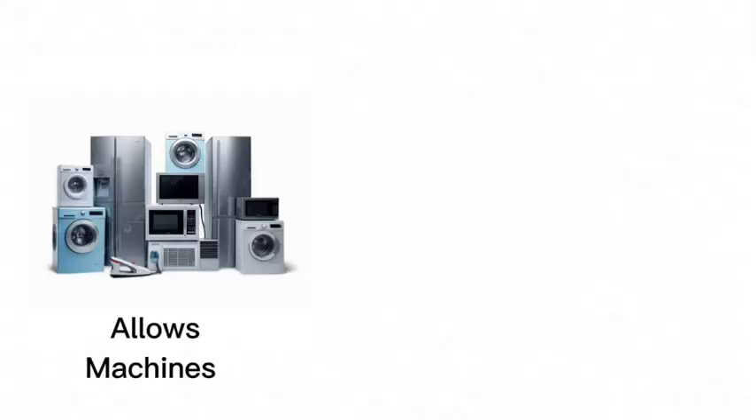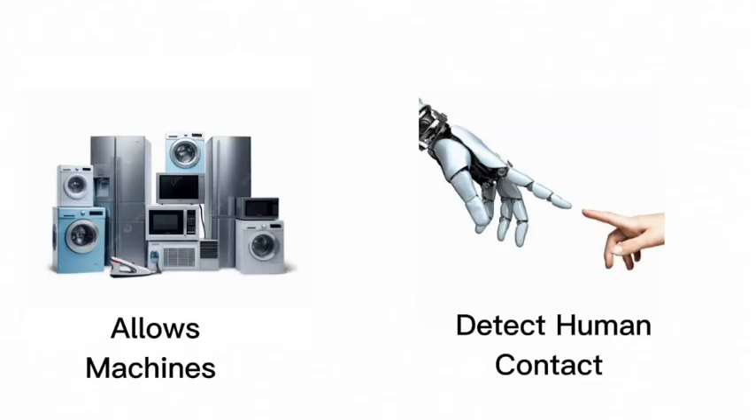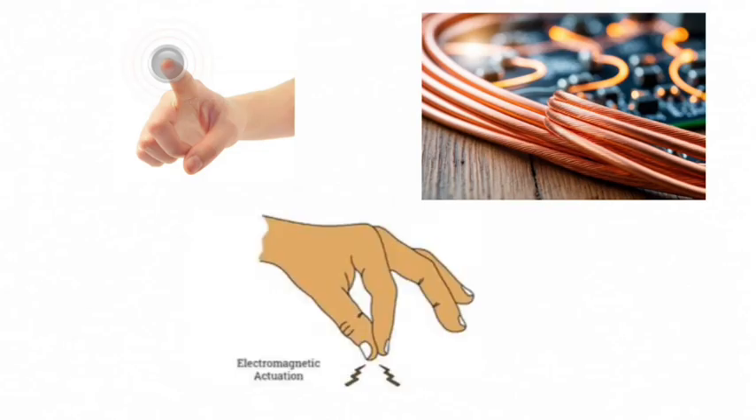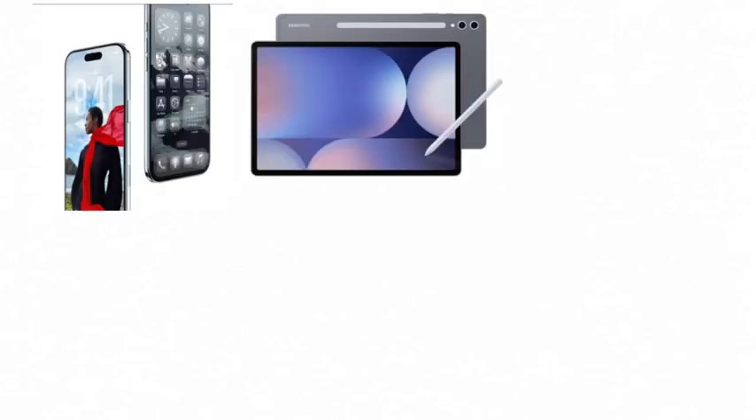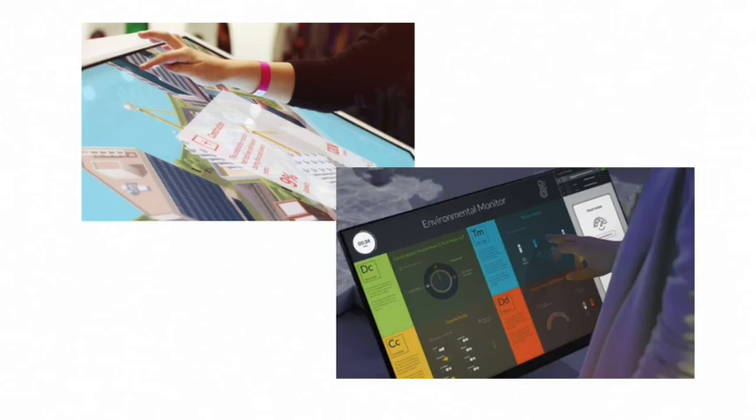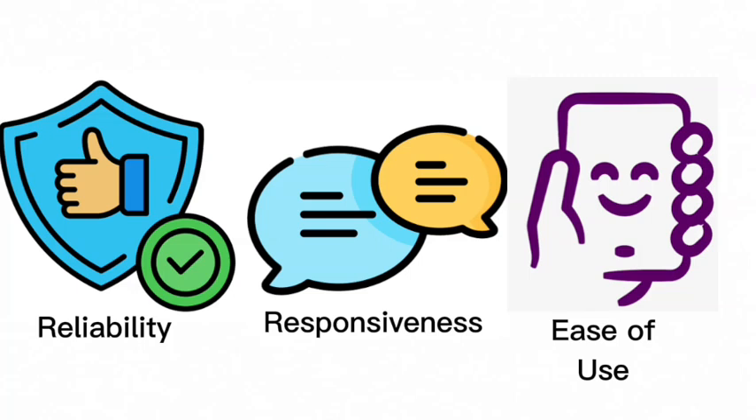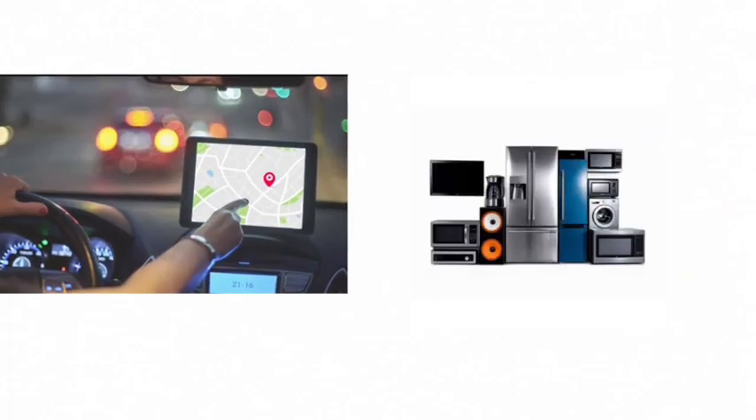Touch sensors allow machines and electronic devices to detect human contact. Depending on the technology used, they may sense pressure, electrical conductivity, or changes in capacitance. Touch sensors are the foundation of modern touchscreens found in smartphones, tablets, kiosks, and appliances. They provide a simple and intuitive way for users to interact with technology. Their reliability, responsiveness, and ease of use have transformed the way people control and communicate with electronic devices.